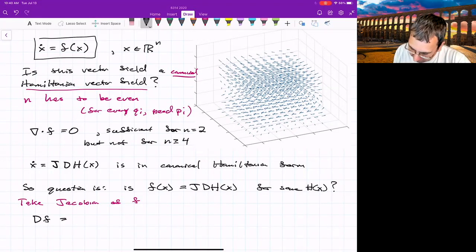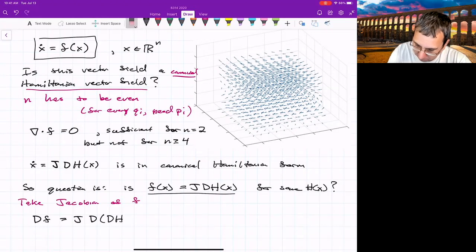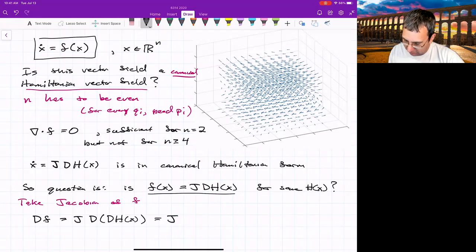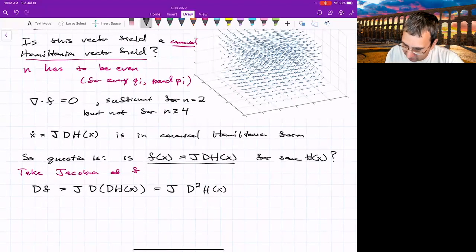equals, we're assuming this, so J is a constant matrix, so you can't differentiate that. You'd have J times D of DH of x. This is J times this weird notation, two derivatives of H. But don't be thrown off by what this is. We'll call this S. This is just the Hessian matrix of H. So it's the square matrix of the mixed partial derivatives of H.